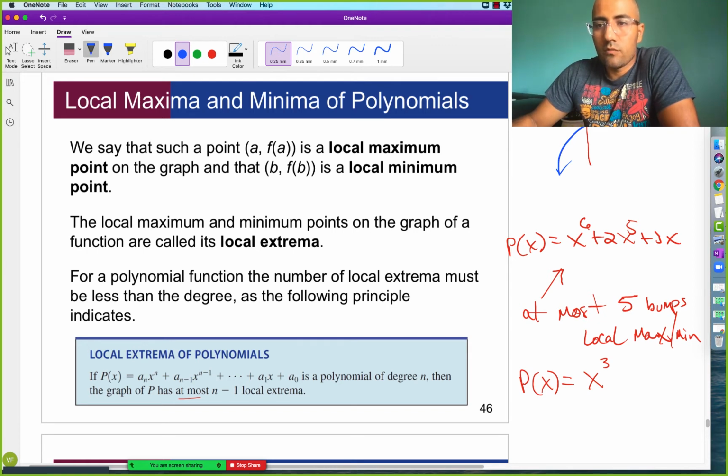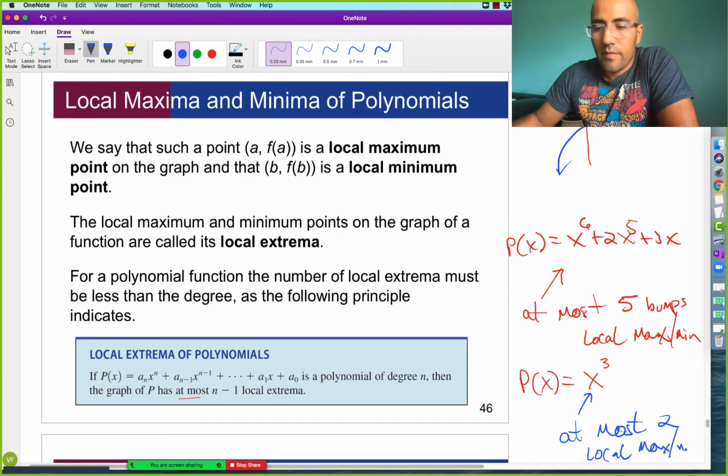So there are no local max or min in x to the 3rd power. Right? So this is saying at most 2. At most 2 local max, local min. That doesn't mean it has to have any at all.